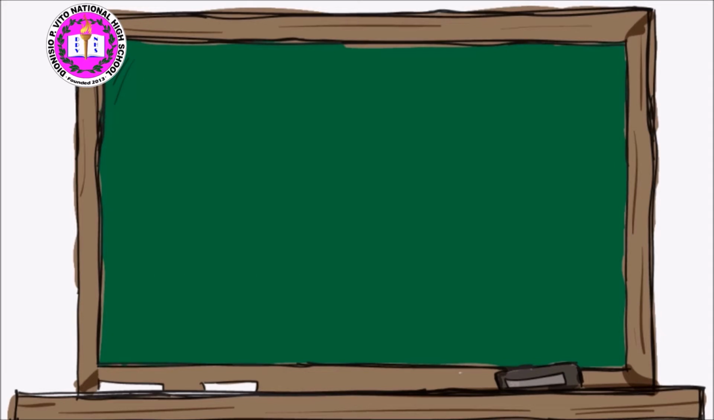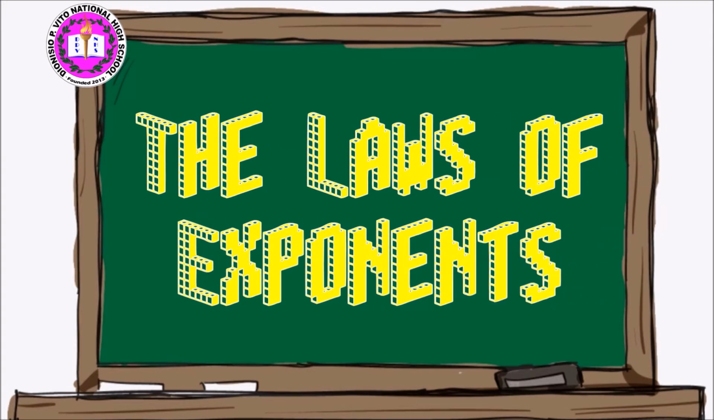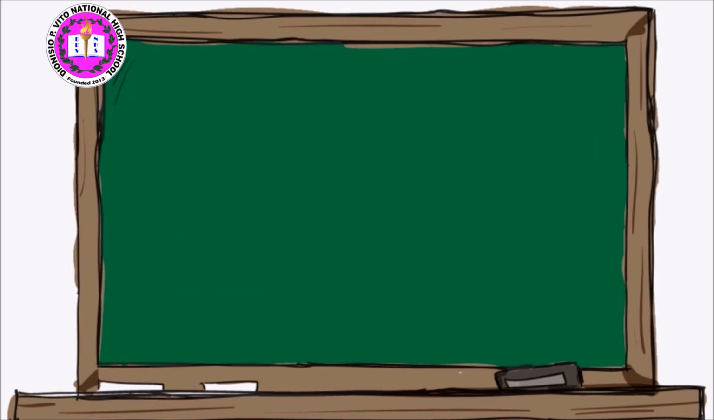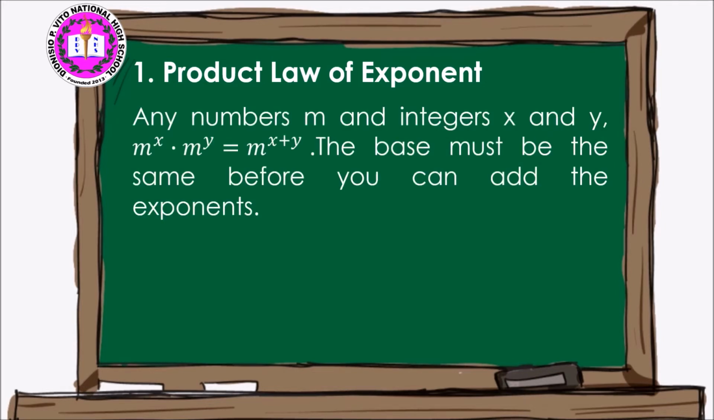Exponents have their own rules in performing mathematical operations. So let's have the laws of exponent. The first law that we have is the product law of exponent. For any number m and integers x and y, m raised to x times m raised to y is equal to m raised to x plus y. The base must be the same before you can add the exponents.